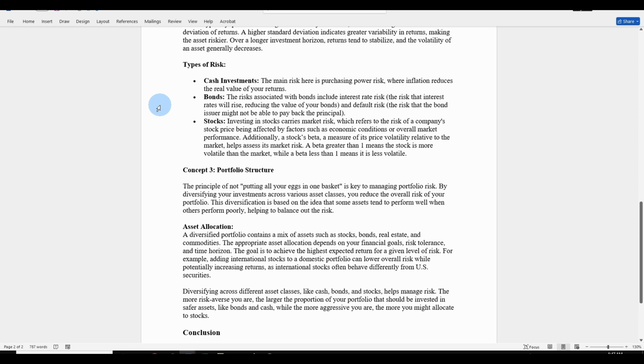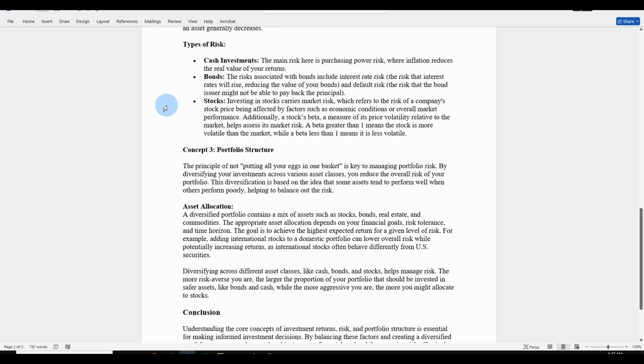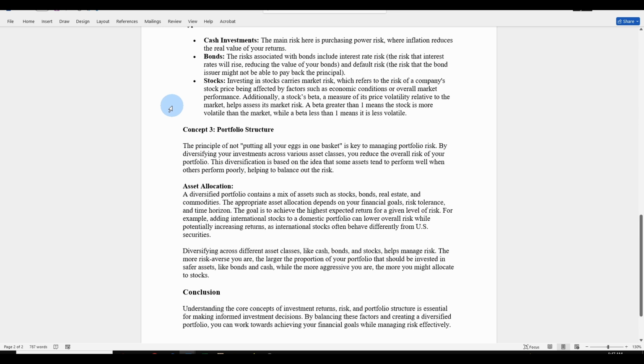Types of risk. Cash investment, the main risk here is purchasing power risk, where inflation reduces the real value of your returns. Bonds, the risks associated with bonds include interest rate risk, the risk that interest rates will rise, reducing the value of your bond, and default risk, the risk that the bond issuer might not be able to pay back the principal. Stocks, investing in stocks carries market risk, which refers to risk of a company's stock price being affected by factors such as economic conditions or overall market performance.